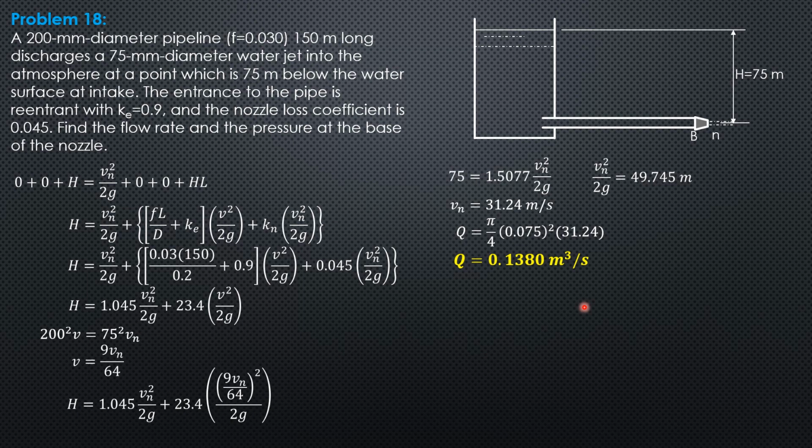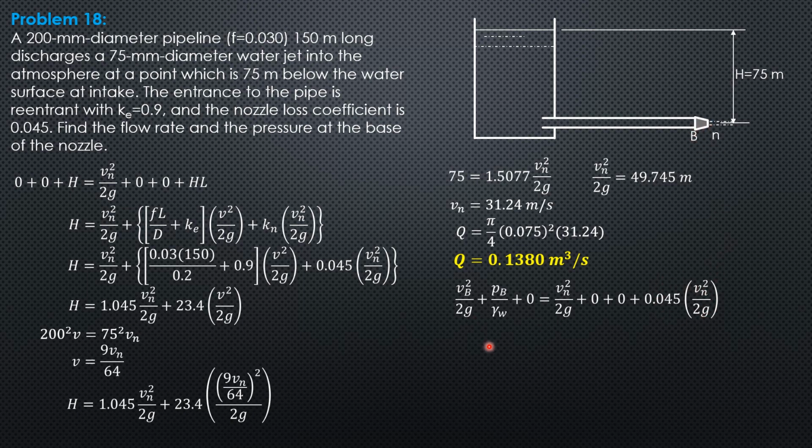Now for the pressure head at the base of the nozzle, this pressure at the base of the nozzle. So we write the energy equation between the base of the nozzle and the nozzle tip. The velocity at the base of the nozzle is also the velocity in the pipe. So velocity head at B plus pressure head at B plus elevation head 0 equals velocity head at the nozzle tip, pressure head 0 plus elevation head 0, plus 0.045 of Vn square over 2G, which is the head loss in the nozzle.